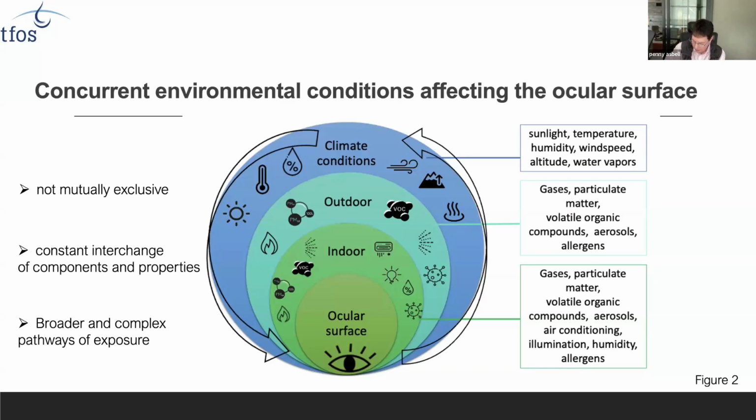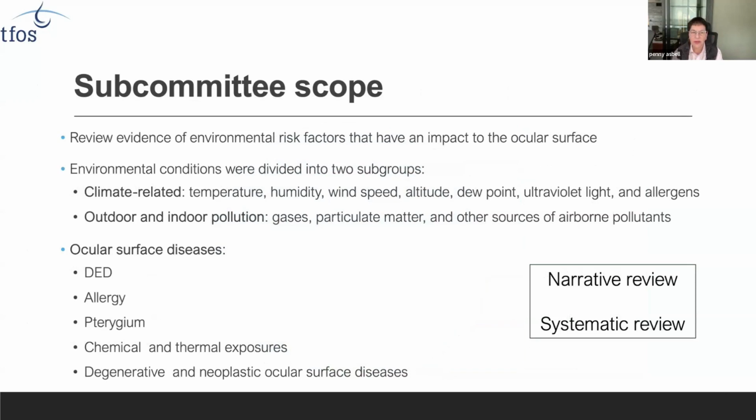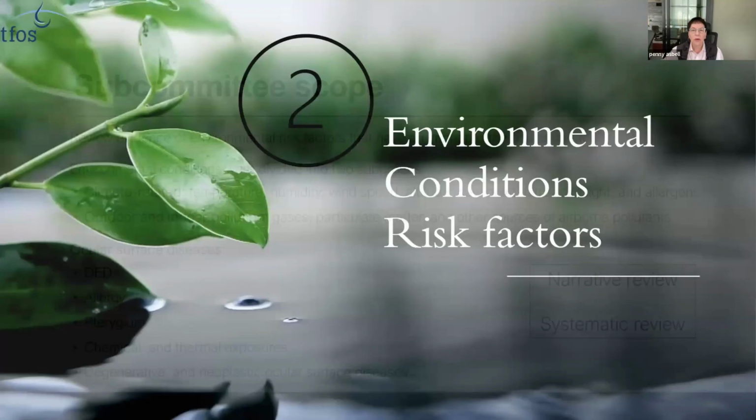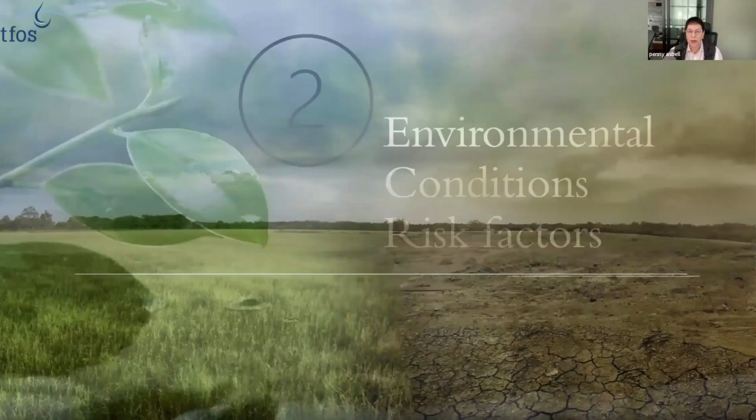The scope of our Committee on Environmental Influences included looking at risk factors that impact the ocular surface, looking at the climate-related, temperature, humidity, wind, altitude, dew point, ultraviolet light, and things that can cause allergies. Outdoor and indoor pollution we mentioned, and the various things that might impact that as well. And then we had a third section which looked at specific ocular diseases that we feel environment particularly impacts. Dry eye disease, allergy, pterygium, chemical and thermal exposure, and also degenerative and neoplastic diseases. Okay, so let's talk about risk factors to begin with.